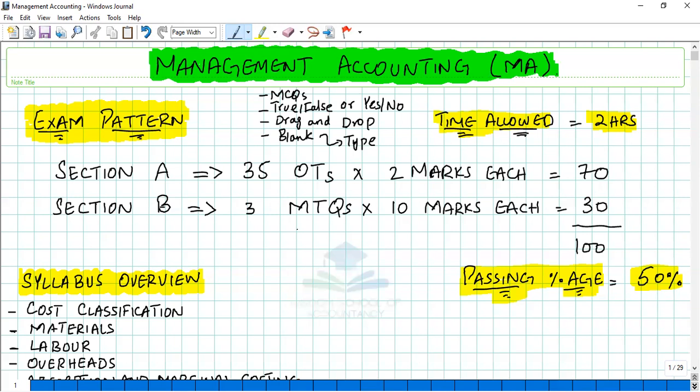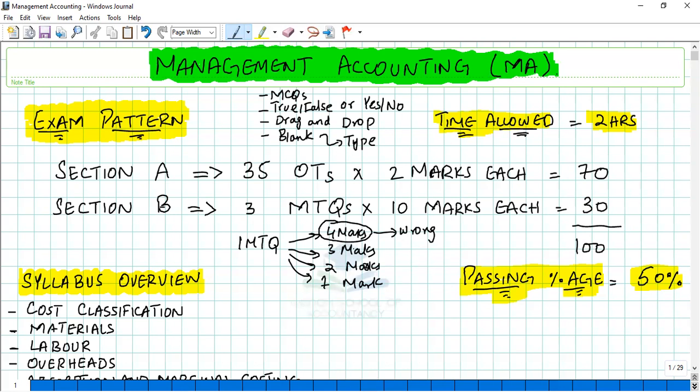Yes, one thing is that, let's say in one MTQ, one question carries 4 marks, one question carries, let's say, 3 marks, one question carries 2 marks, and one question carries 1 mark. Now, if you have done one question wrong, it does not mean that all of your MTQ will be wrong. No, only the marks will be deducted from this question.